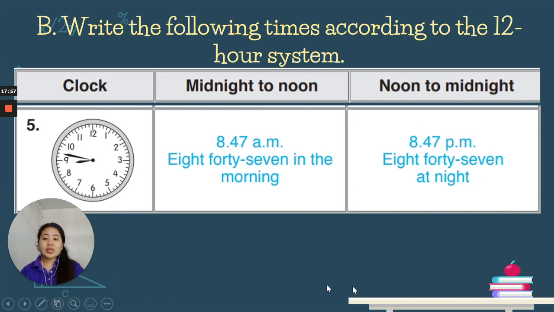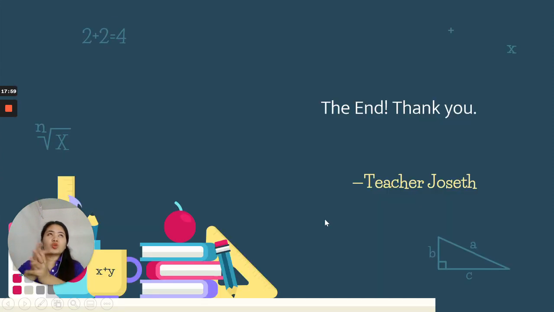Okay, before we end, let's review first. In time, we have two systems, the 12-hour and the 24-hour system. If you read and write that, remember that the 24-hour system has 4 digits, and it is written as hours. For example, 8:17 hours. If it is morning, then add 12, that is 17 hours in the evening. So that is for the 24-hour system.